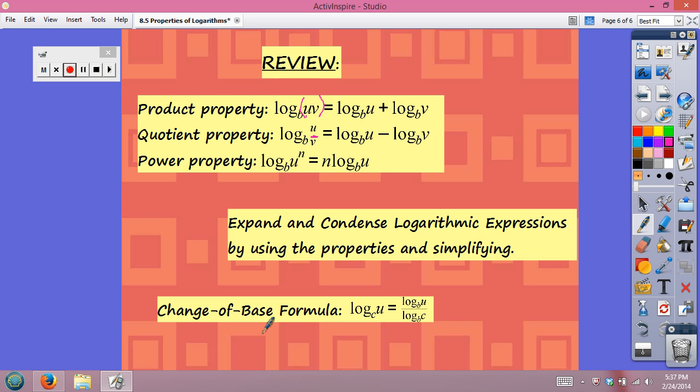And lastly, the change of base formula. You can start out with a log base c of u and change that base to anything that you want. Just make sure that if you want to evaluate it, you either got to pick log base 10 or log base e, which is the same thing as the ln. And that will be the end of the lesson.